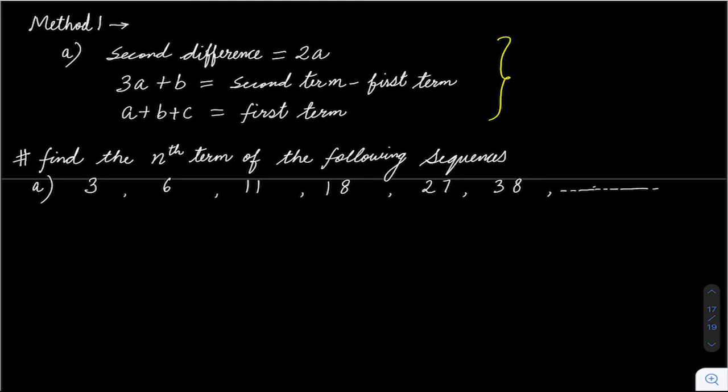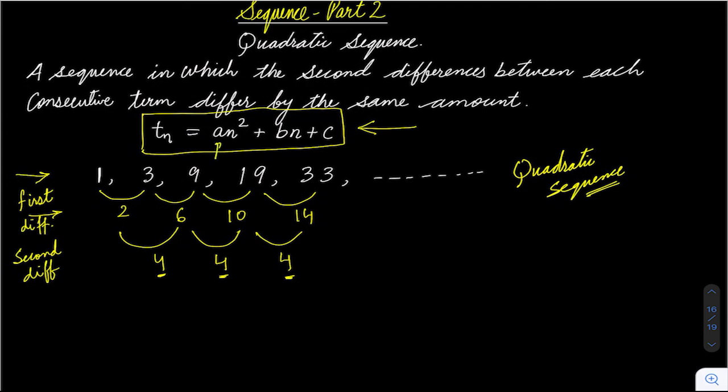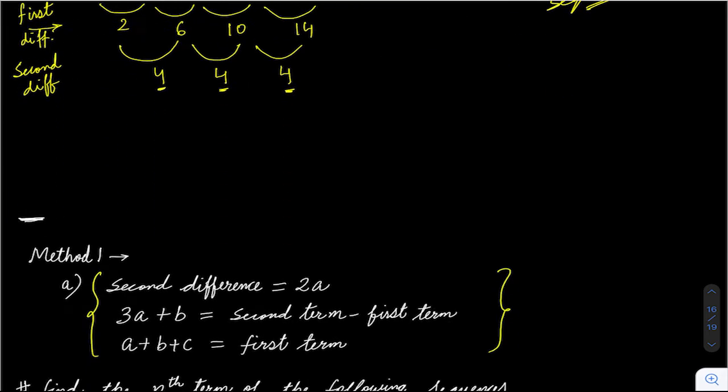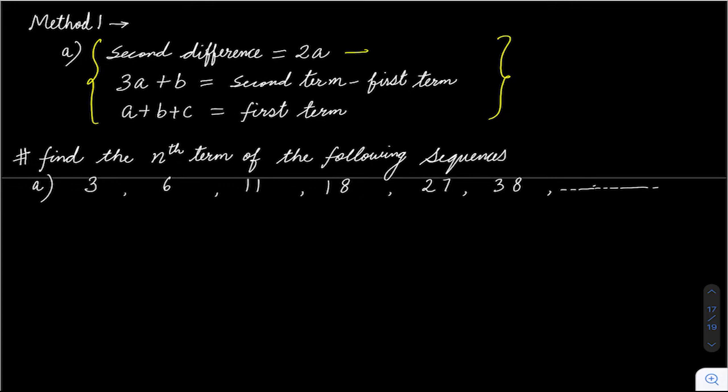If it's a quadratic sequence, that is, the second difference is the same, then we can apply these three results. We can just remember these three results, because all we have to do is find the values of a, b and c. If we have a, b, c, we get the nth term. So how do we find a, b, c? First, the second difference is equal to 2a, so from that we get the value of a. Second, 3a plus b is always equal to the second term minus the first term, so from this we get b. And third, a plus b plus c is always the first term, so from this we get c.